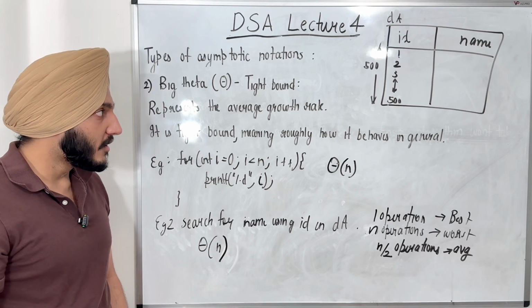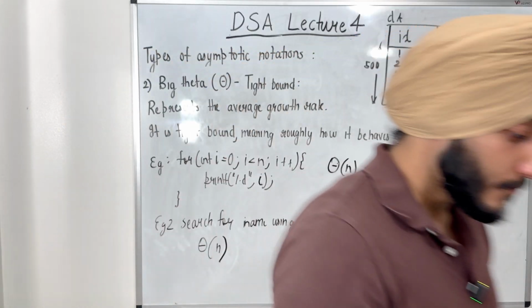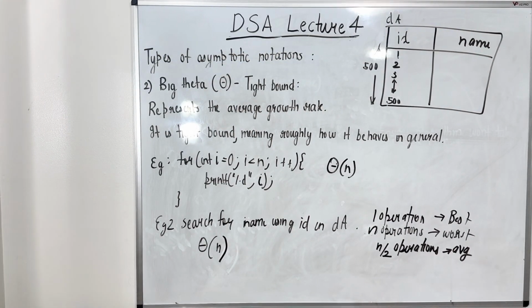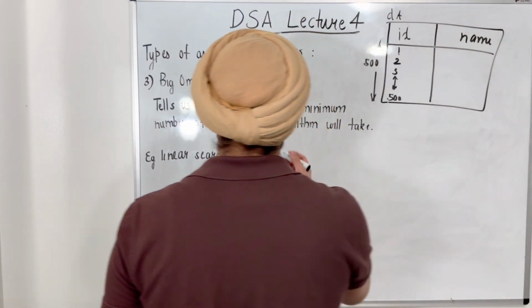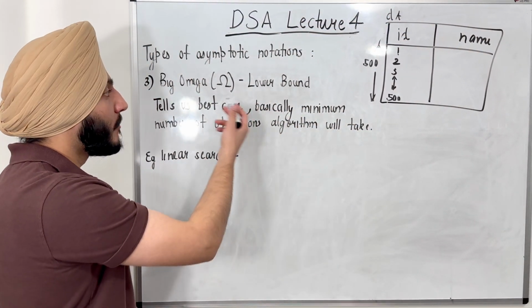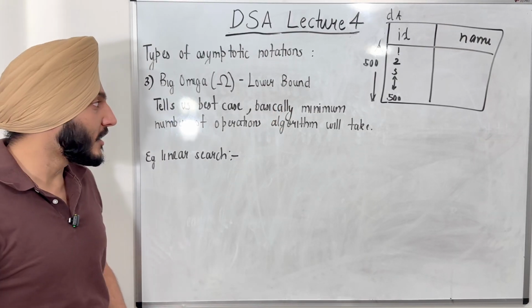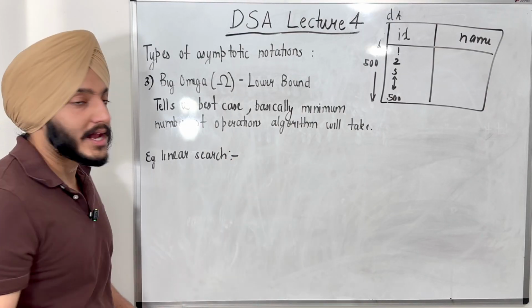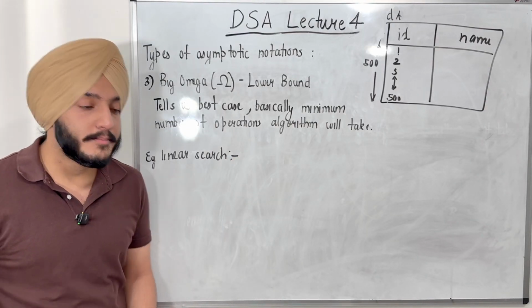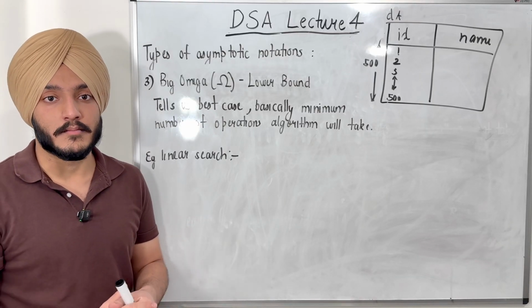Now, let's move on to the big omega notation. So the last one is the big omega notation, which is called the lower bound. Once again, this is very simple to understand. This tells us the best case, basically the minimum number of operations an algorithm will take. So the best case scenario, like in the best case, my algorithm will take this much time.